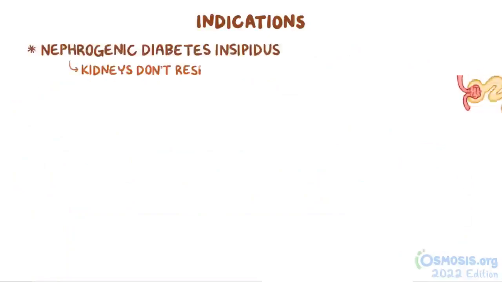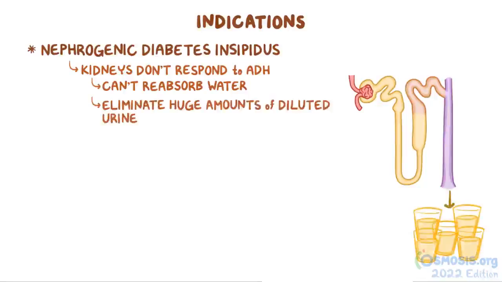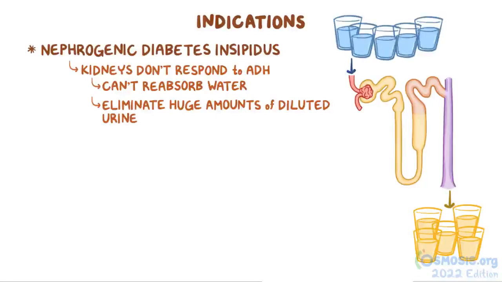Finally, an interesting indication is nephrogenic diabetes insipidus, which is where the kidneys don't respond to ADH, so they can't reabsorb water in the distal convoluted tubule and collecting duct, and thus eliminate huge amounts of dilute urine each day. However, individuals usually compensate by also drinking huge amounts of water throughout the day to replace the losses and maintain blood volume. So why give these people thiazides if they're already eliminating so much urine?